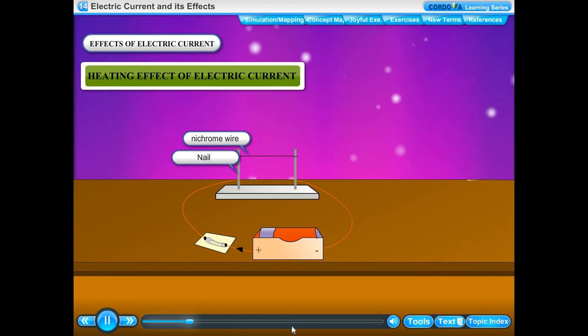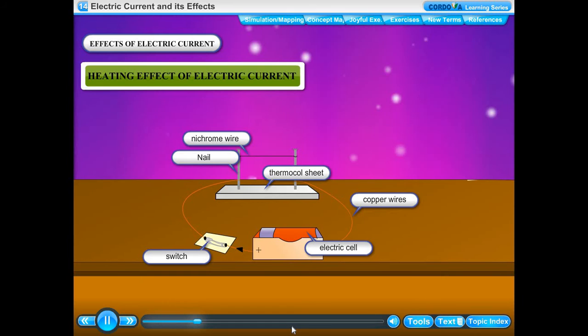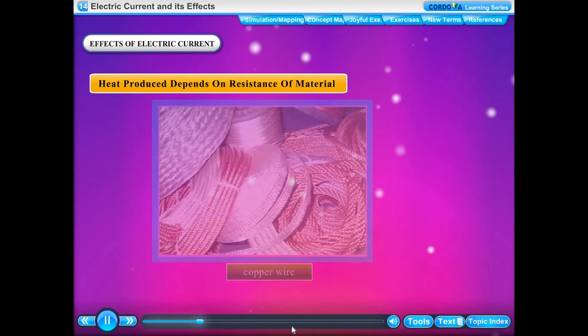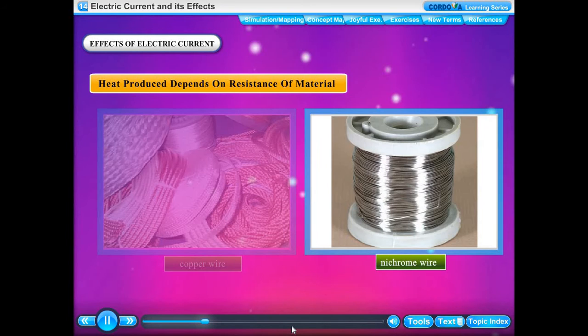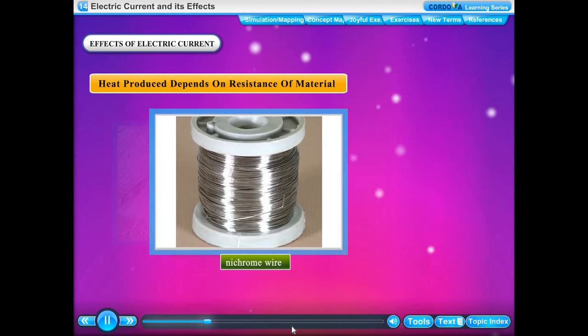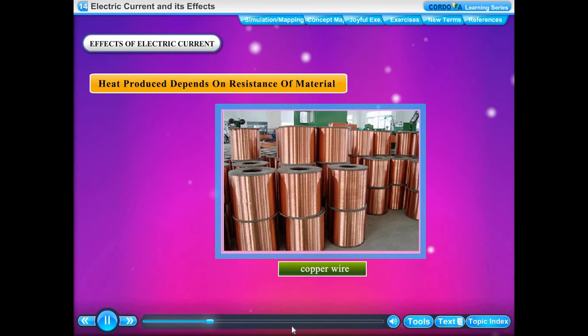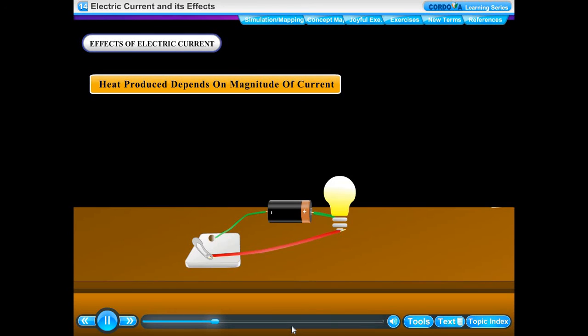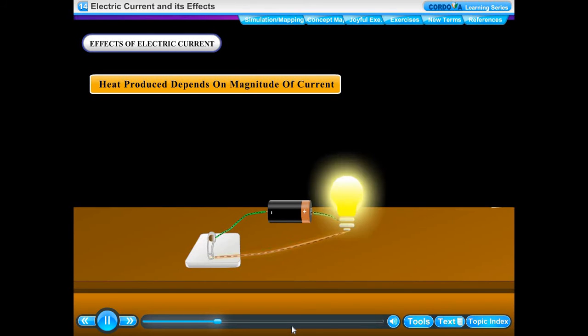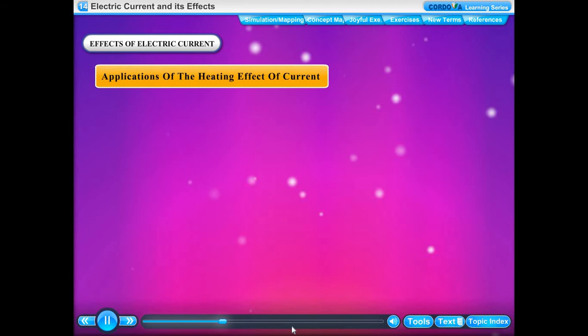Two iron nails, thermocol sheet, copper wires, electric cell, switch. Heat produced depends on resistance of material. Heat produced depends on magnitude of current. Applications of the heating effect of current.